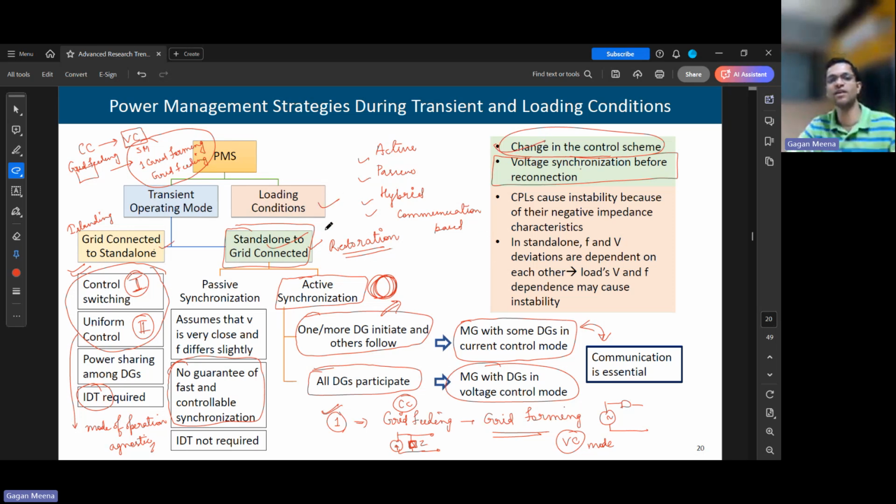In loading condition, the constant power loads can cause instability because of their negative impedance characteristics. And in standalone, voltage and frequency deviations are dependent on each other. The load's voltage and frequency dependence may cause instability. So the loading condition is also very important. Whenever the loading condition is changing, the controller should be able to cope with that and cater to the changes in the loading condition as well. So that is also very important.